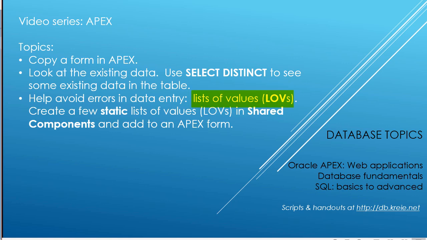Aids to data entry with drop-down lists that users can select from instead of keying in data. We'll have 2 different types of lists. One is called static and the other is dynamic, and these are found or built in the shared components section of Application Builder. So static means it doesn't change. You provide a list, you don't expect it to change over time. Dynamic means you're going to pull data from a source, and that source can be modified over time.